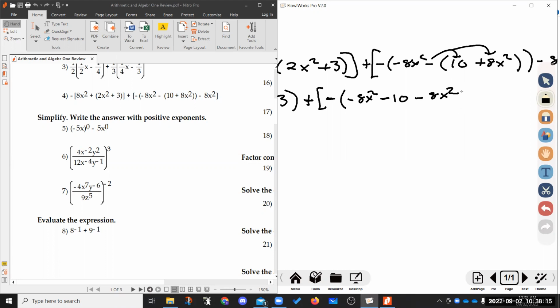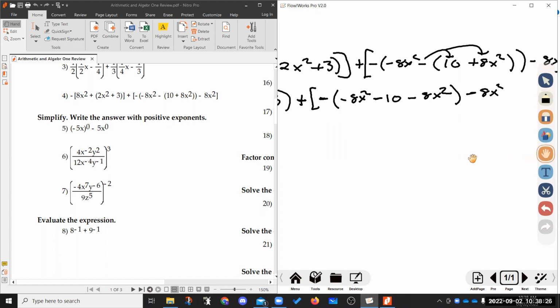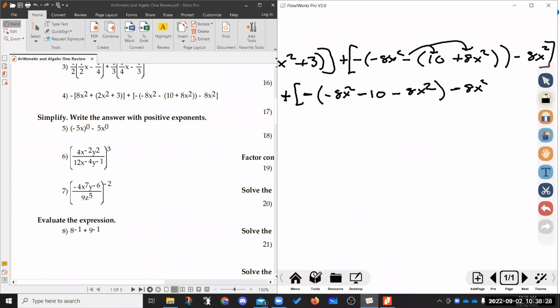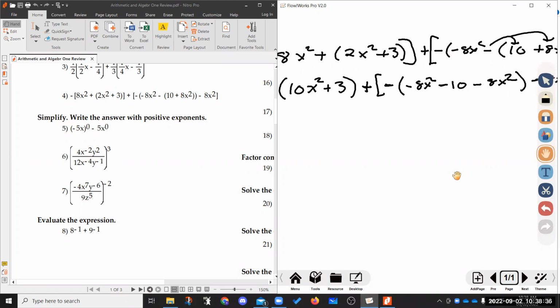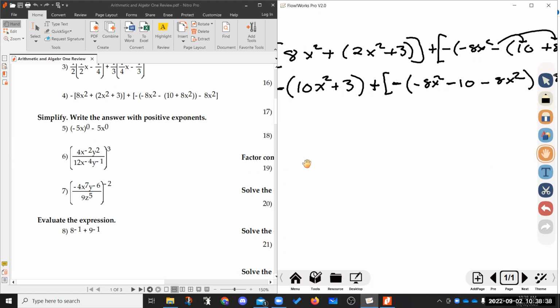And then close that because this negative sits outside of all of that. And then there's a minus 8x squared over here on the outside of that. And we're going to close the big parentheses. Starting to get to where we can see everything all on the same line almost. So let's now do some distribution here.